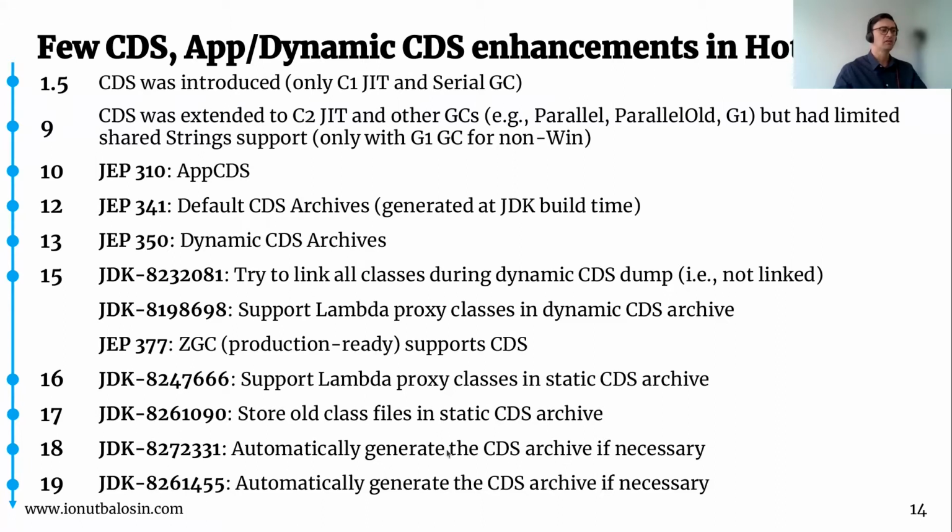And then recently, there is another improvement I will show you, which was a limitation at some point. If you created one CDS archive with, for example, JDK 17, or no, let's say 13, and then upgraded the JDK version, it didn't work. So basically, you had to regenerate the CDS archive every time, which meant doing the manual step again. Starting with 18, this is fixed, so it is automatically regenerated.